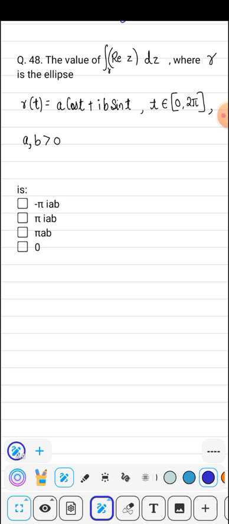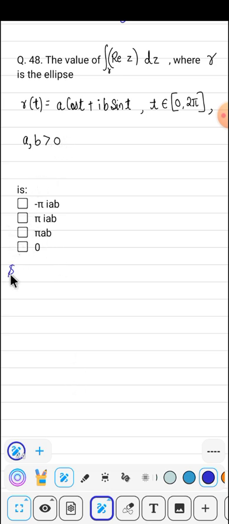We are doing the questions from HP set 2024 and this is the section complex analysis. This is question number 48. The question is: the value of the integration over gamma of the real part of z dz, where gamma is the ellipse gamma(t) = a cos t + i b sin t, t belongs to 0 to 2 pi, and a and b are greater than 0, is. So what will be the right answer?